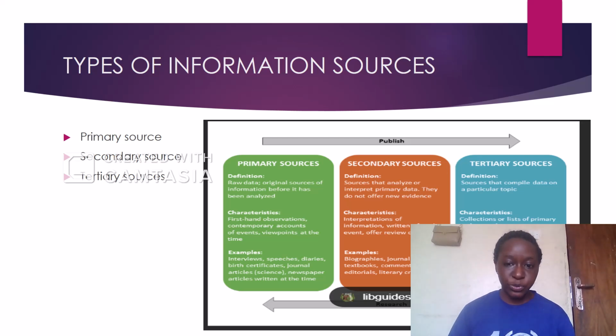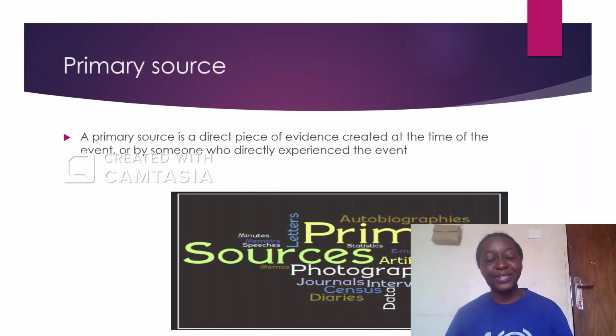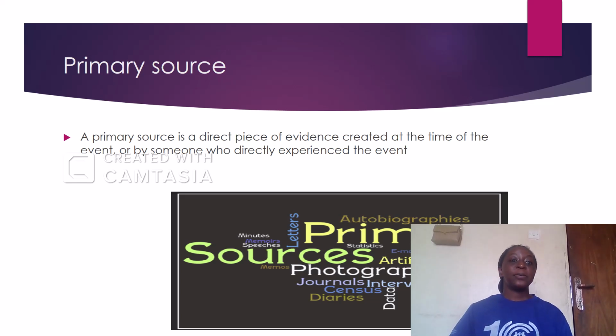So today we are going to talk about primary sources. What is a primary source? Just like I talked about, a primary source is a direct piece of evidence created at the time of a particular event or by someone who directly experienced an event. Just like I told you, this is a source of information that provides raw data, raw facts. It always has first-hand information, put down directly by a person who experienced it. So that is the primary source.